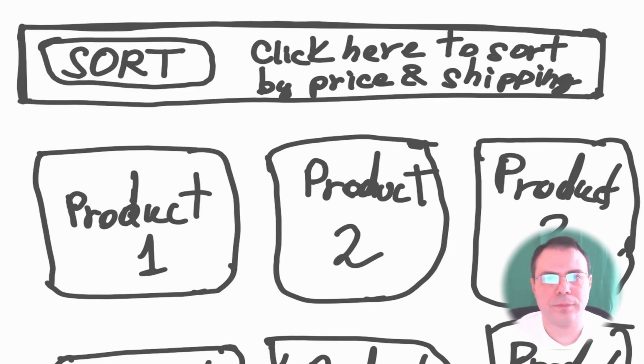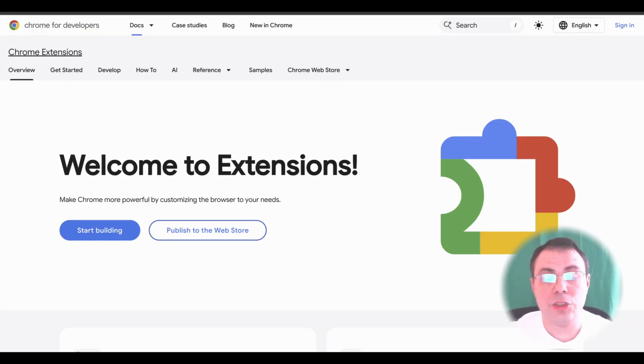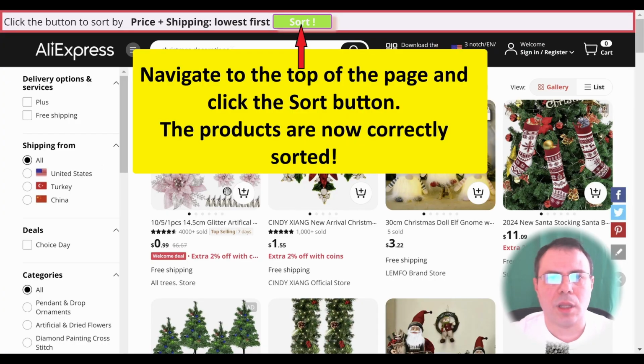I had very limited experience with creating Chrome extensions, and I read the documentation. In just a few weeks, I had a minimum viable product. It was looking like this. Notice the simplicity of the user interface.